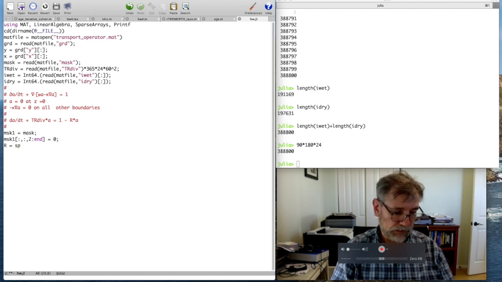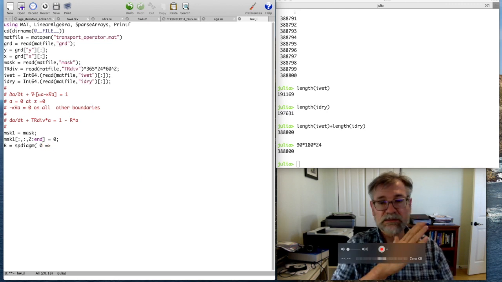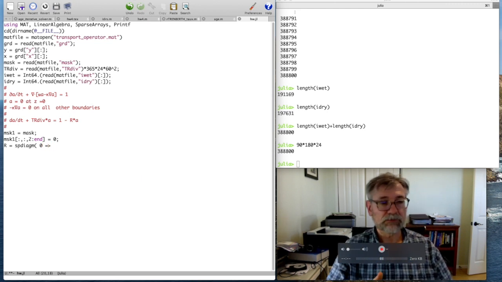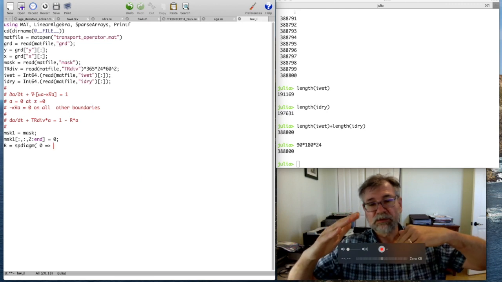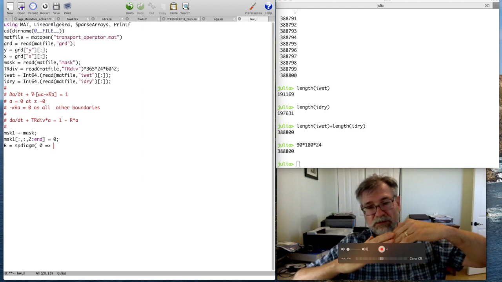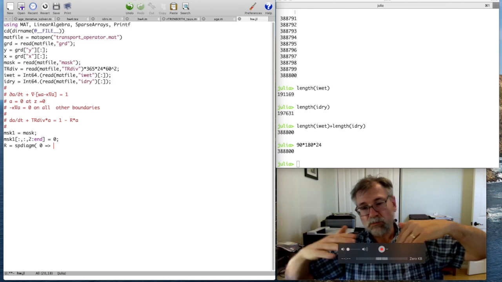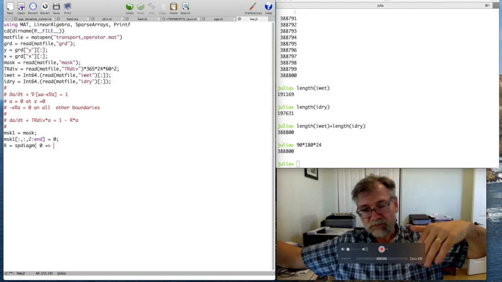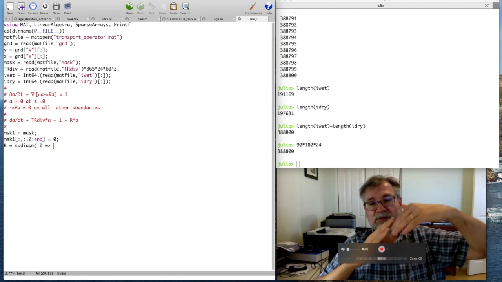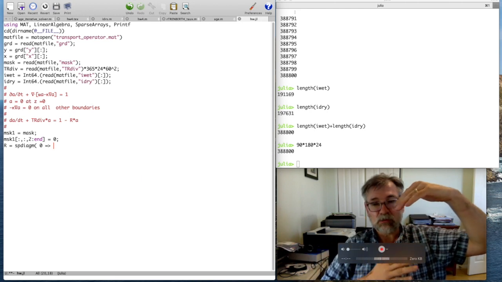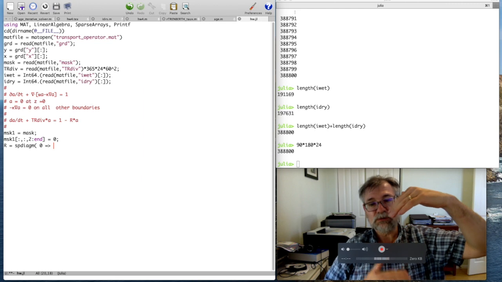So spdiagm, a sparse diagonal matrix. 0 means the diagonal; the zeroth diagonal is the main one. Diagonal 1 is the one above the main, diagonal 2 is the one two above, 3 is one above that, and so on. And then diagonal minus 1 is one below the main diagonal, minus 2 is two below, and so on.